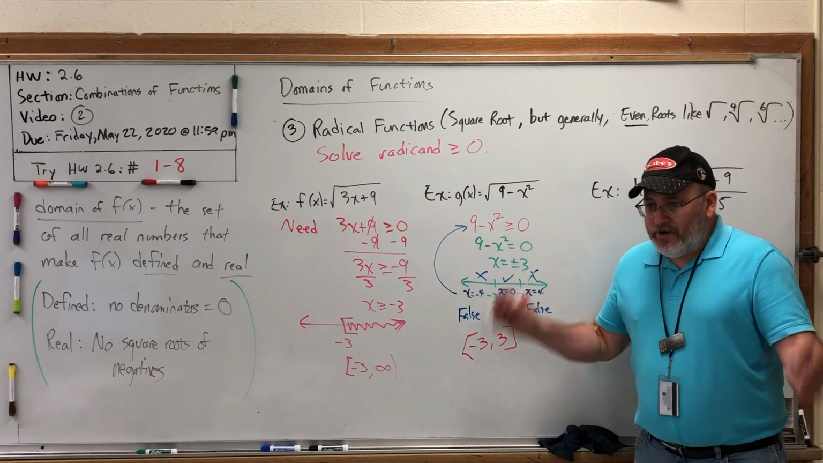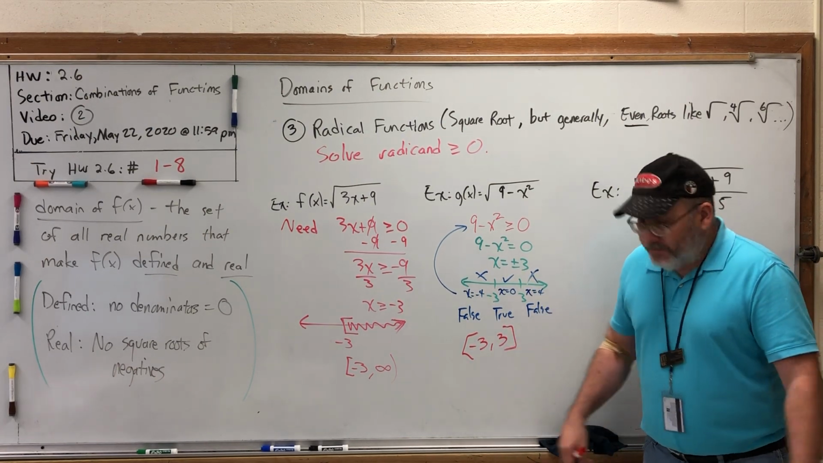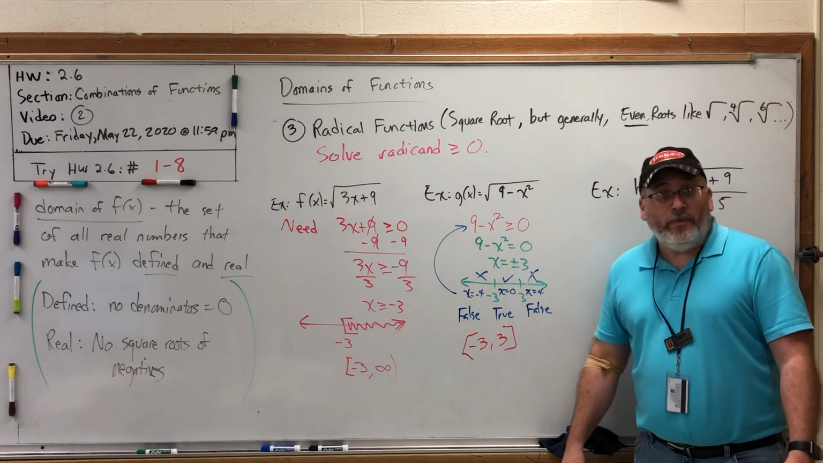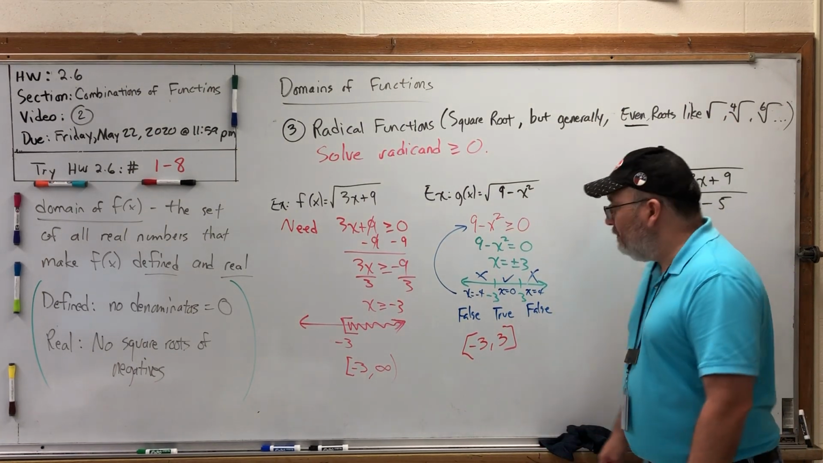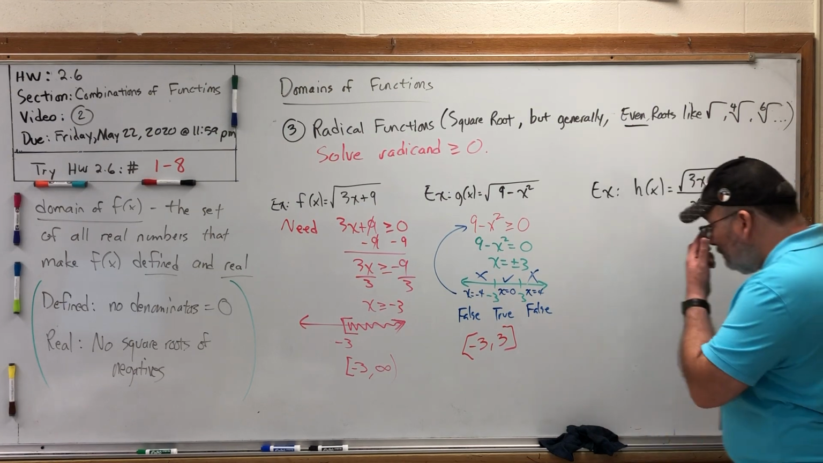In retrospect, this domain makes sense. If we pick anything bigger than 3, whether it's positive or negative, then when we square it, it will be bigger than 9. And so the answer to the subtraction problem would be negative and cause a problem.